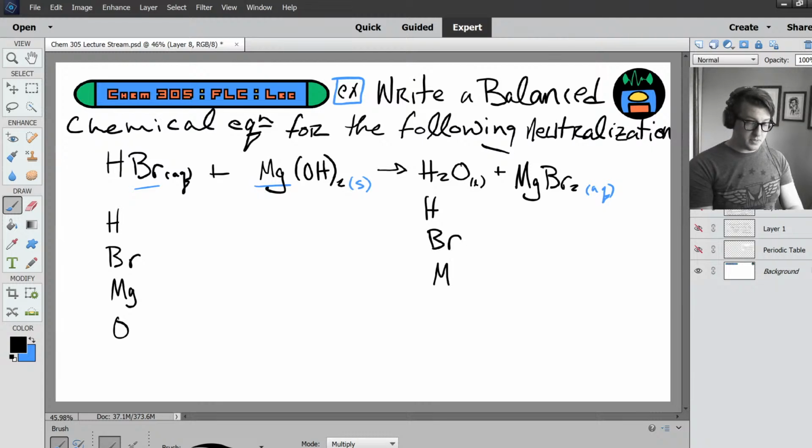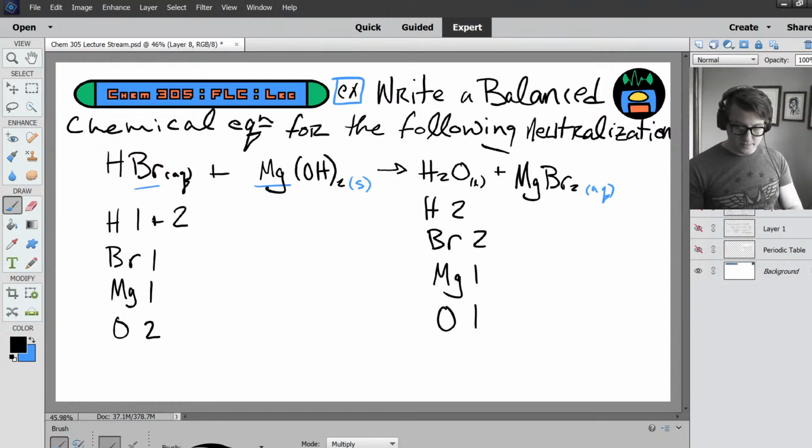These are the elements we need to balance. All right, we have 1 hydrogen from our acid plus 2 from magnesium hydroxide. We have 1 bromine, 1 magnesium, and then 2 oxygens on our reactant side. On our product side, we have 2 hydrogen, 2 bromine, 1 magnesium, 1 oxygen.